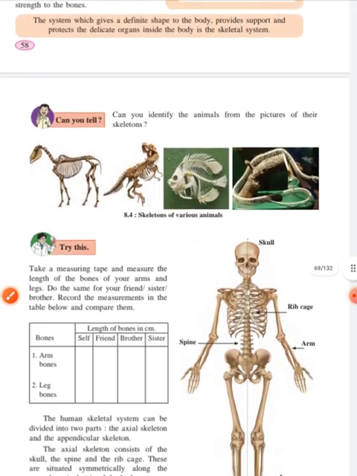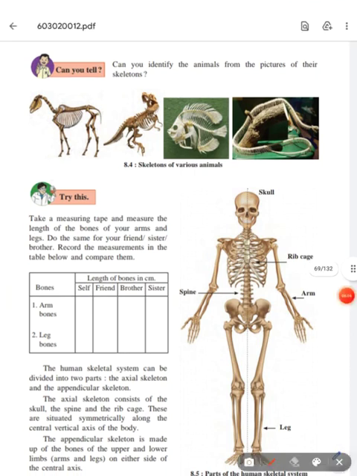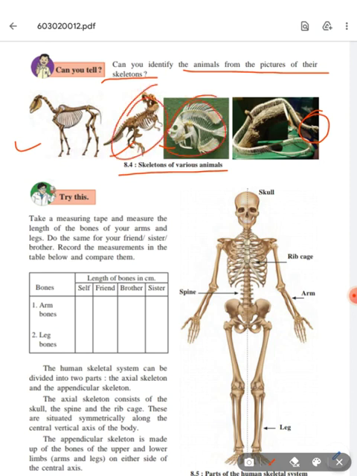Right? Can you identify the animal? Picture their skeleton. Which one is this? Skeletons of various animals: snake skeleton, fish skeleton, dragon skeleton, and which one is this? Can you tell in your comment box?